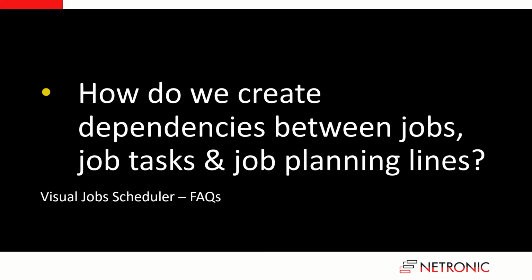One question that we get quite a lot is how do you actually create dependencies between jobs, job tasks, and job planning lines? If we're familiar with the jobs module, we understand that these are the three parts of the job table. Let's take a look at what your job plotted onto the VJS looks like and how we actually create dependencies between these three things.